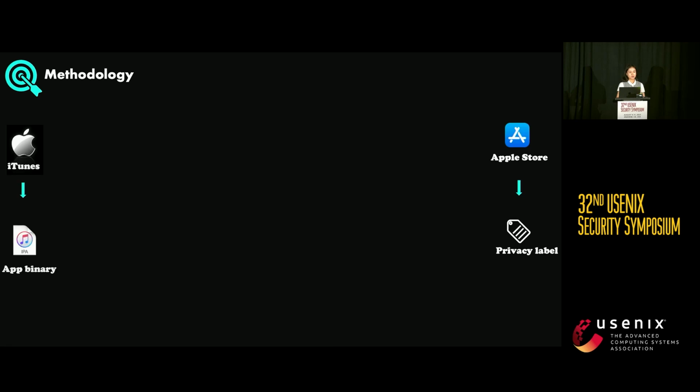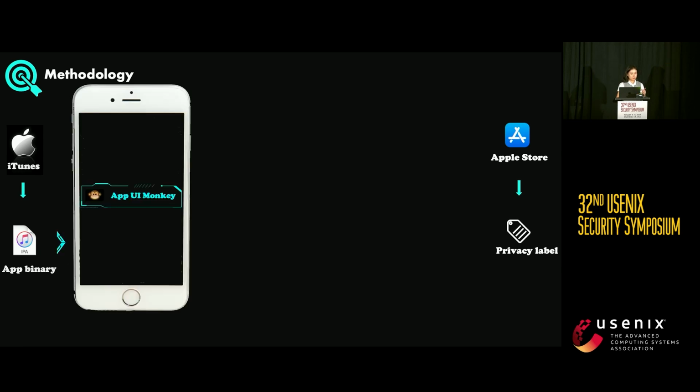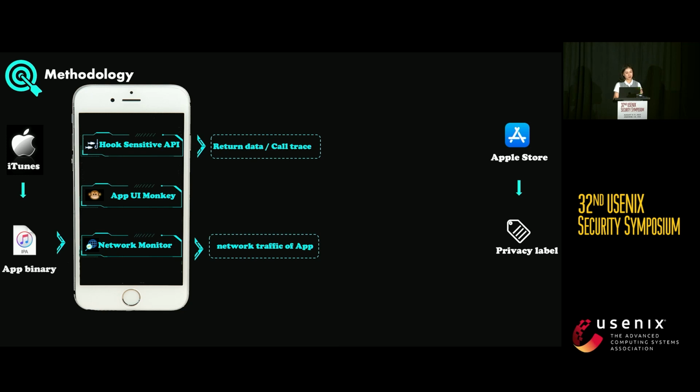To achieve this, we first download the app binary and simultaneously collect the privacy label of this app. Then our pipeline will automatically install this app on a jailbroken iPhone. Then we utilize App UI Monkey to automatically trigger actions to execute the app. At the same time, we hook the sensitive APIs to get the returned data and call trace information, and we also record the network traffic of the app.